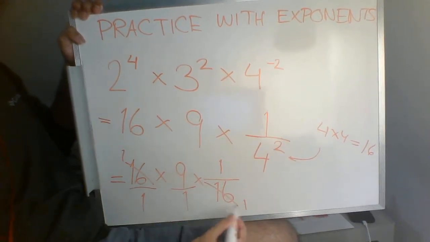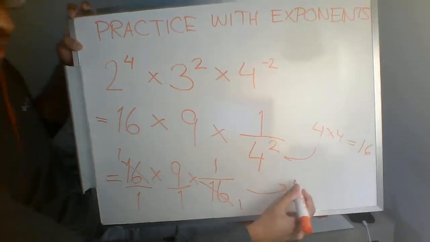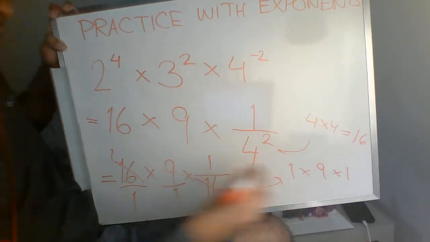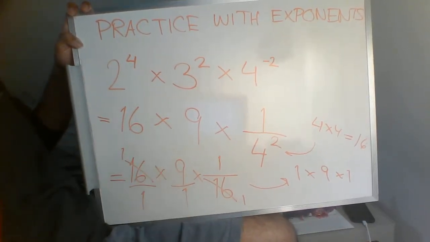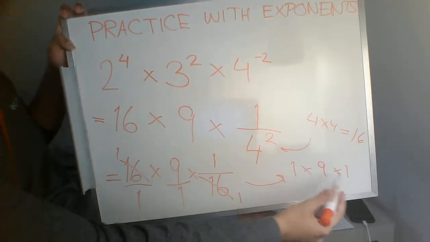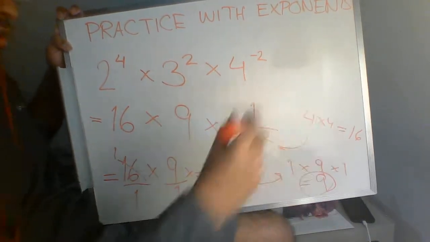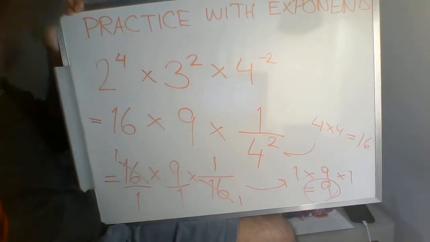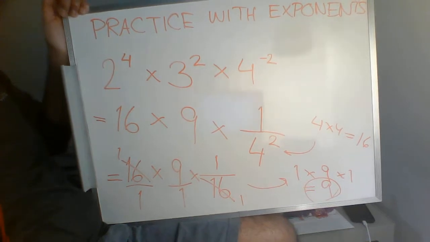Over there I've got 1 over 1, that's just 1. And then I have a 9 in the middle. So if I rewrite that, that's 1 times 9 times 1, right? Because this is 1 over 1, that's just 1. 9 over 1, that's just 9. 1 over 1, that's just 1. 1 times 9 times 1 is obviously going to give us 9 as our final answer. Okay, hopefully that's making sense, how I got to that final answer from where we started.